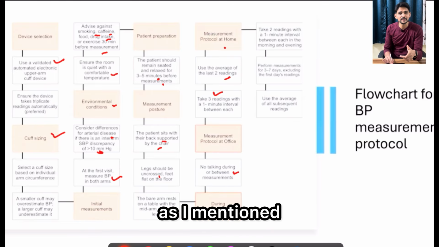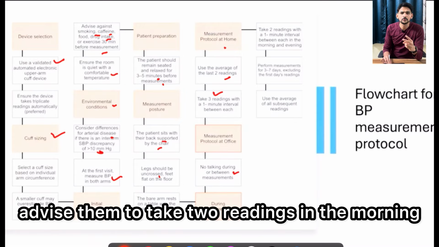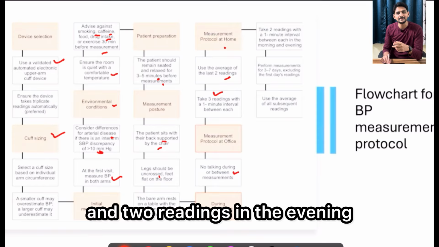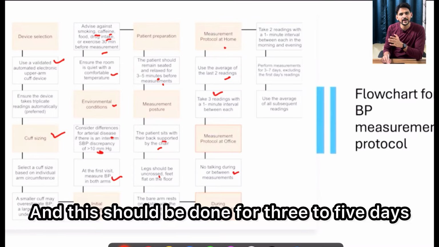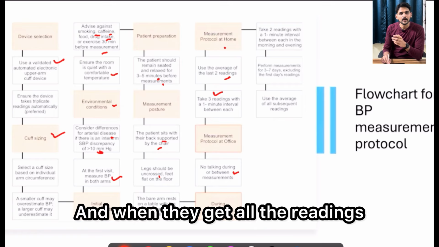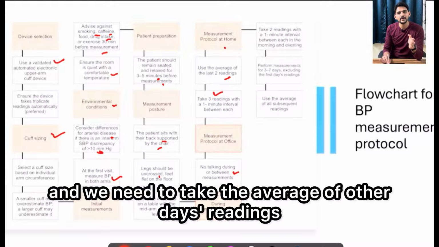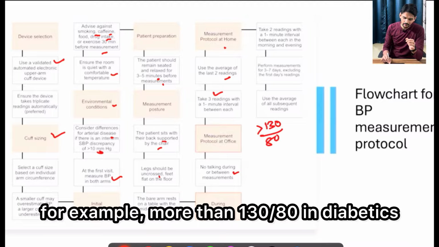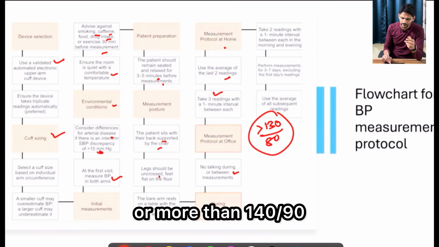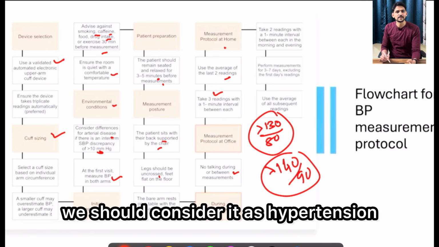Whereas at home, as I mentioned, for home blood pressure monitoring, advise them to take 2 readings in the morning and 2 readings in the evening at 1 minute gap. And this should be done for 3 to 5 days or 3 to 7 days. And when they get all the readings, we have to discard the first day values and take the average of the other days' readings. And if it comes to be more than the target, for example, more than 130/80 in diabetics or more than 140/90 in the general population, we should consider it as hypertension.